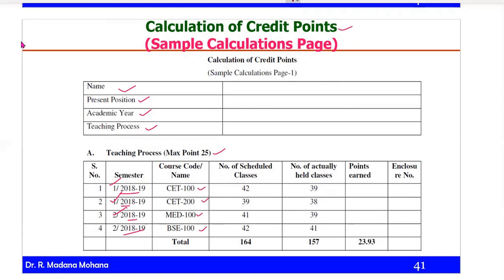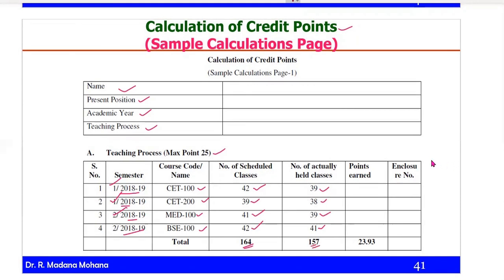Let us assume number of classes scheduled for course 1 is 42, actual number of classes held 39. Then for course 2, number of classes scheduled 39, number of classes held 38. For second semester course 1, total number of classes scheduled 41, actual classes held 39. Then second semester second course, total classes scheduled 42, actual classes held 41. So you can add the number of scheduled classes in total, you will get 164. Number of actual classes held you can add, you will get 157.